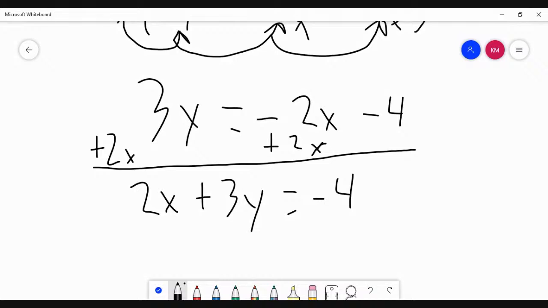Any questions before we move on from standard form?